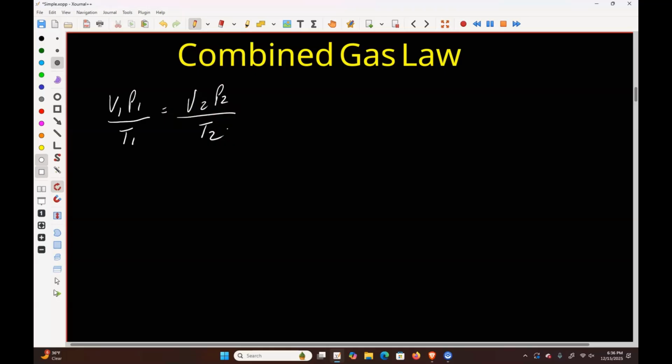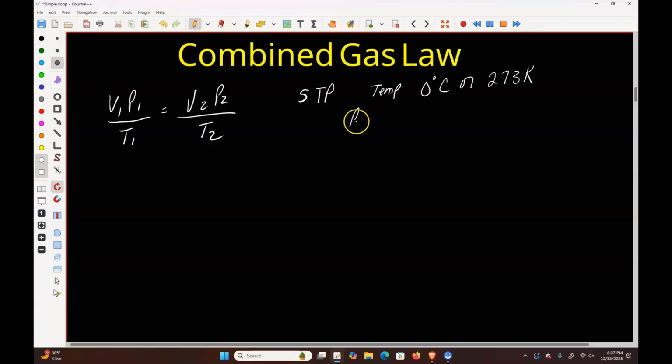Now, a lot of times you'll see something called STP. STP stands for standard temperature and pressure. The standard temperature is going to be 0 degrees Celsius or 273 Kelvin.